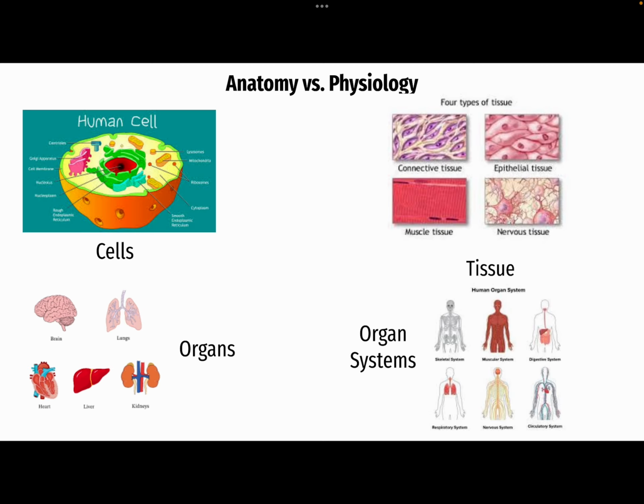So let's quickly go through a few terms which are important to understanding anatomy and physiology. So cells. Cells are the smallest unit of life, and then we have tissues, and those are groups of cells that work together. Organs, on the bottom left, are made of different tissues and perform specific jobs, and organ systems are groups of organs that work together, such as the digestive system. And you can kind of notice how all these build off of each other, like tissues are made of cells, organs are made of tissues, and organ systems are made of the various organs.